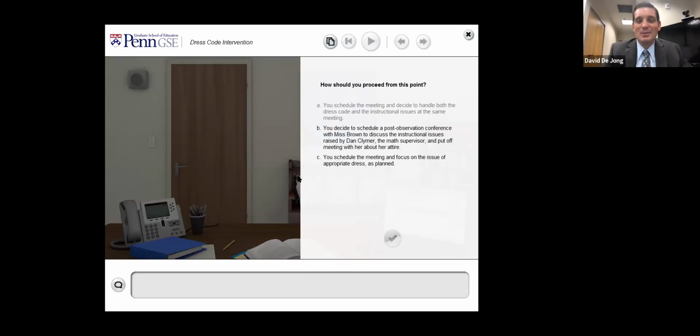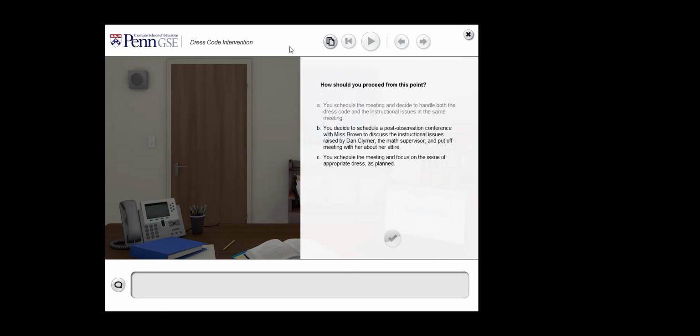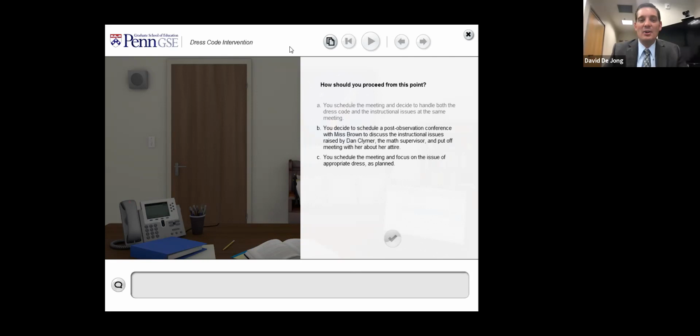Yes, it's a split vote again. So what is more important? Is it the math instruction because instructional leadership is so important? Or is it more important with the dress code because it's a disruption to the environment? You can make a case for both of those. I'm gonna show you the results. There you go. We have most people saying C and a third of us saying the second option.